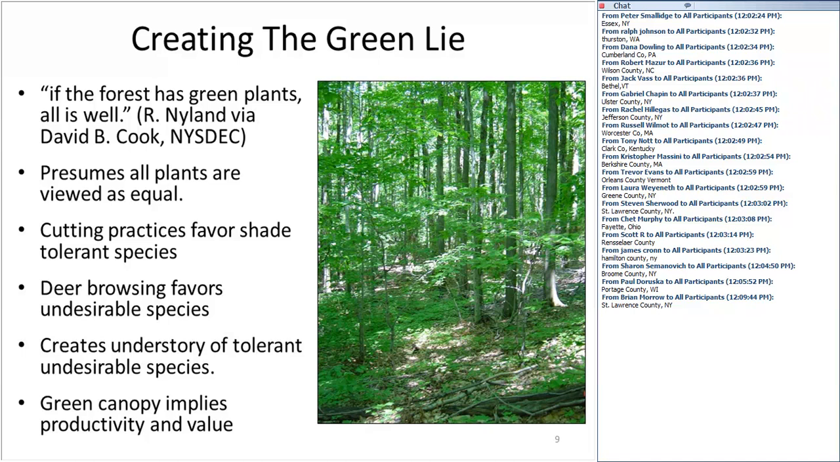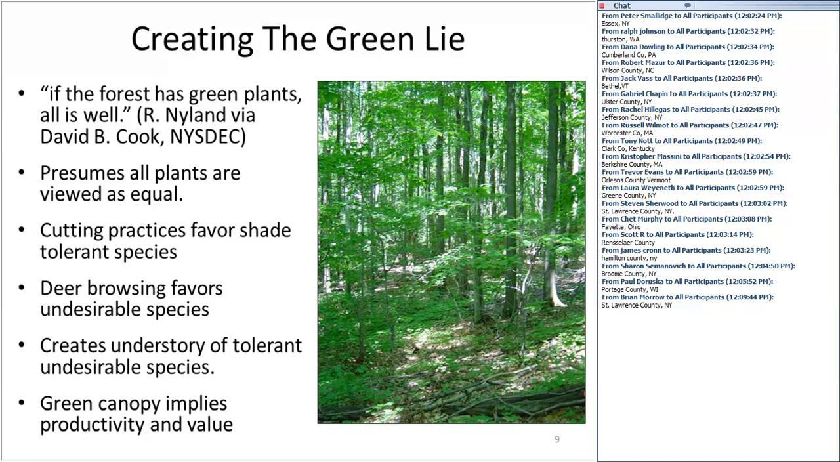What I'm focusing on today is this lower-level green lie, where cutting practices in New York and throughout much of the eastern U.S. favor selective, exploitive harvesting, so cherry picking, so to speak, no pun intended. A few trees per acre creates enough sunlight to favor the growth of shade-tolerant, browse-resistant species in the understory, and that understory dominates and can interfere with the ability of the next forest to regenerate. So that's a problem, right?